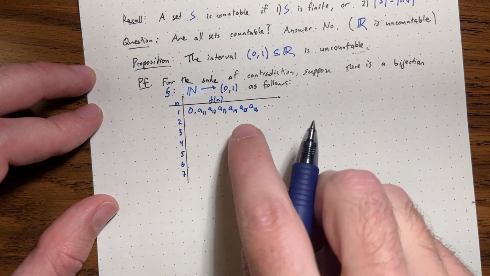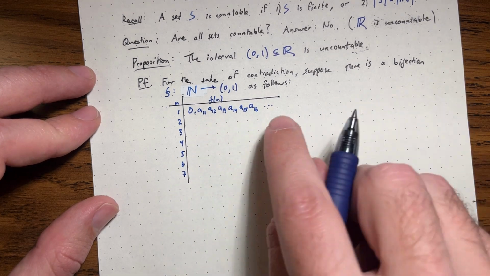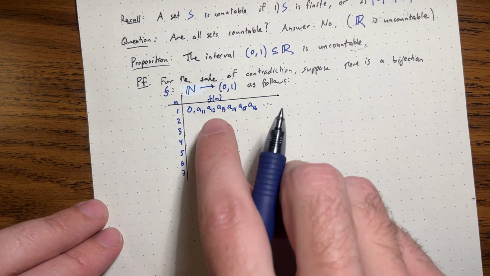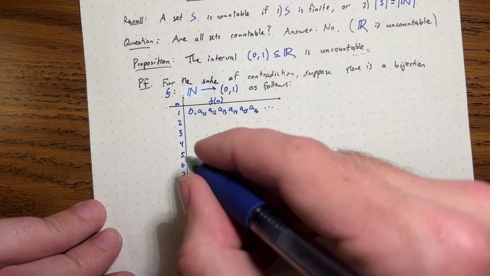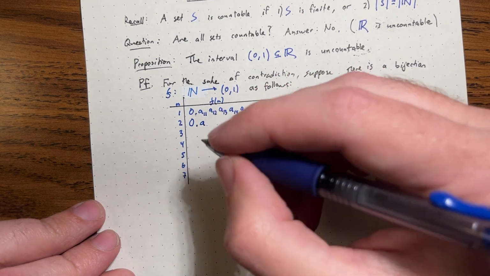A16, etc. That might go on forever. And if it doesn't go on forever, let's just make it go on forever by adding zeros to the end. That doesn't change the number. So if it terminates, like 0.25, let's just add zeros after it. So we have an infinite length decimal expansion for every real number.